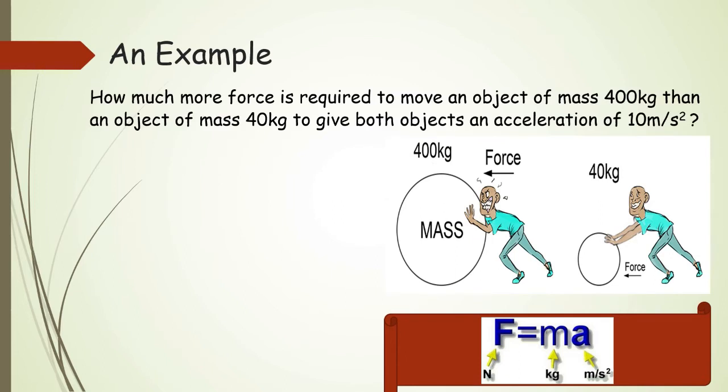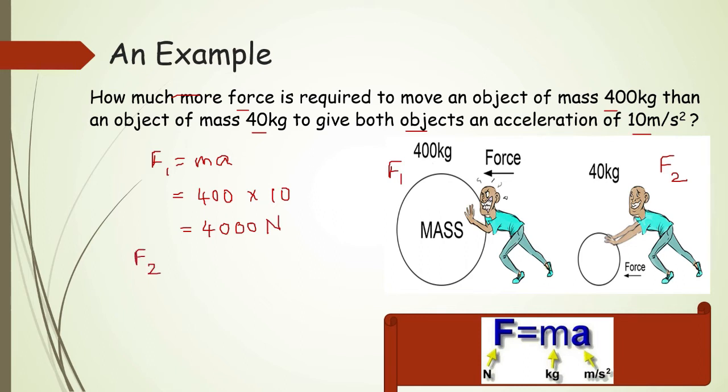So let's look at another example. How much more force is required to move an object of mass 400 kg than another object of mass 40 kg, to give both objects an acceleration of 10 meters per second squared? So over here, let F1 be the force required to move the 400 kg object and give it an acceleration of 10 meters per second squared, and F2 be the force for the 40 kg object. So what is F1? F1 is equal to ma, the famous equation. So over here we have a 400 kg mass and the acceleration required is 10 meters per second squared. So we get a force of 4000 newtons is required.